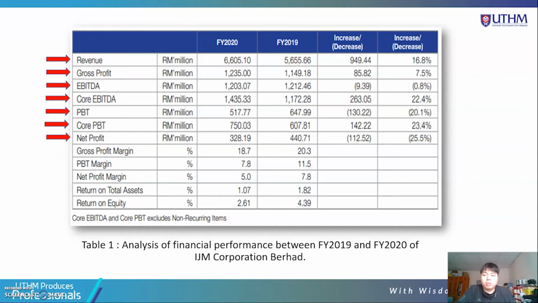You see the gross profit margin in financial year 2020 is 18.7%. The profit before tax margin is 7.8%, and the net profit margin is 5%, and the return on total assets is 1.07%, and the return on equity is 2.61% in financial year 2020.